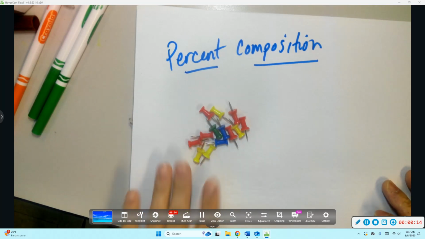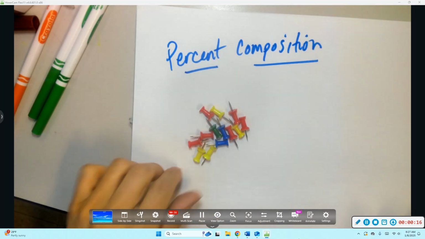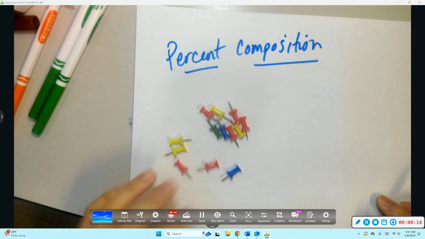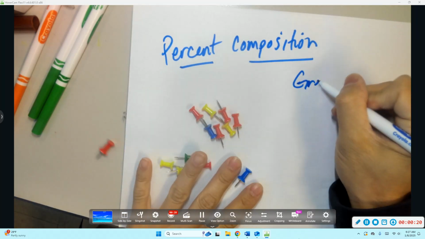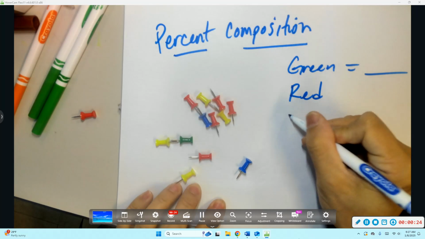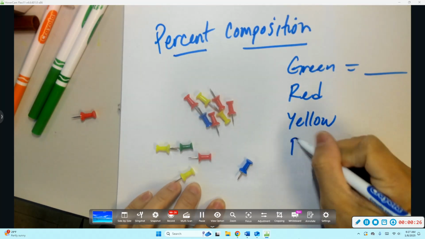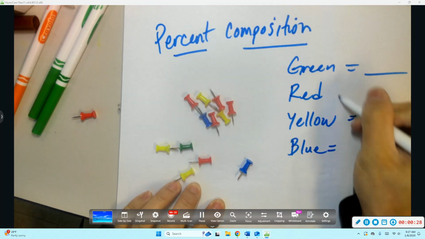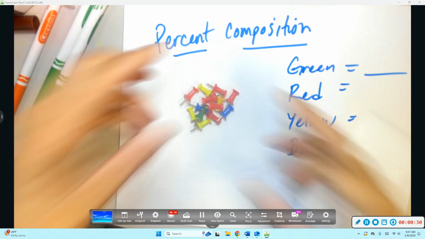Here I got a bunch of tacks here. I think that's what it's called, tacks. So what percentage of it is green? What percentage of it is red, right? We see all the components here, and then yellow, and then blue. So what percentage of all this is each color?